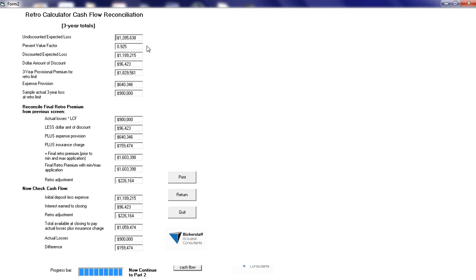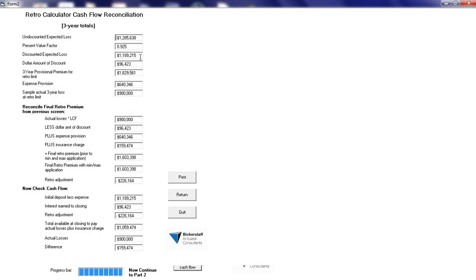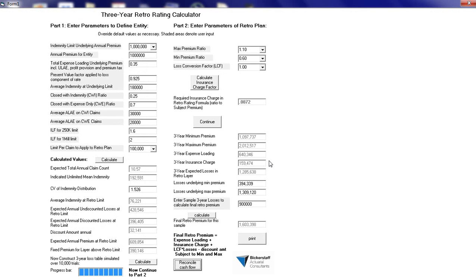Okay, so we've got, for 3 years, expected losses undiscounted. Let's go back up. That's $1.2 million. What that is, this number here, the 428 times 3, $1.2 million. We're going to discount that using that same factor, bringing it down to $1.189. And so the dollar of discount is the difference, the $96,000, which is this 32,000 times 3 that we calculated earlier.